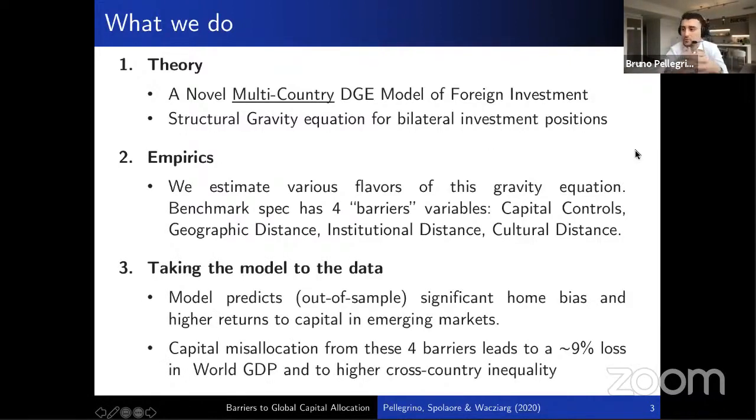And finally, we take our model to the data. We find that our model predicts out of sample a significant home bias, which is a realistic feature of the model. It also produces higher returns to capital in emerging markets, which is another realistic feature. Finally, we use our model to do some counterfactuals. If we were to remove these barriers, how much would we gain in terms of world GDP? We find that the capital misallocation induced by these four barriers leads to a cumulative loss of about 9% in world GDP. And even more importantly, we find that this capital misallocation has a very important implication in terms of cross-country inequality.